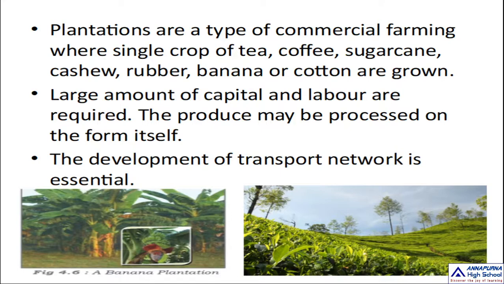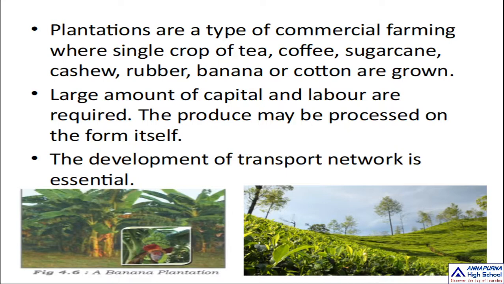A large amount of capital and labor is required in this type of plantation farming. The produce may be processed on the farm itself or in nearby factories. The development of a transport network is essential for this type of farming. If they produce bananas, how will they send these bananas to the market? So a transport network is essential for this.